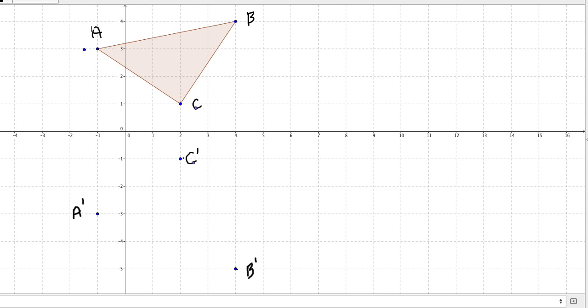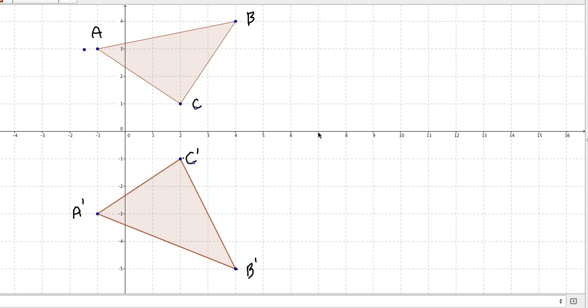And all we need to do is connect those points. That point connects to that point, connects to that point. We have reflected triangle ABC over the x-axis. And that's how you reflect a triangle over a particular line of reflection. In this case, our particular line of reflection is the x-axis.